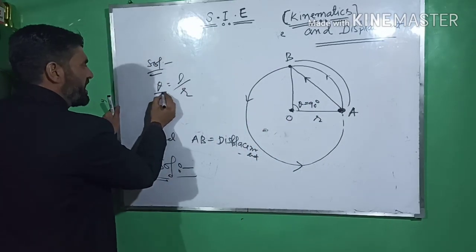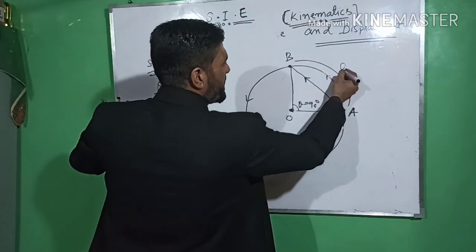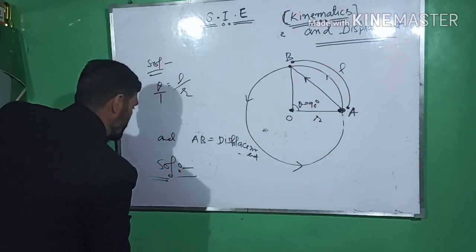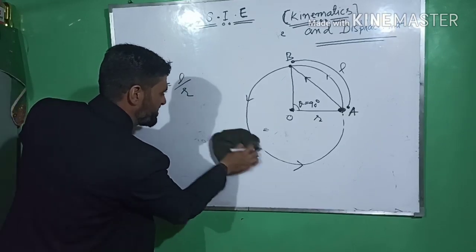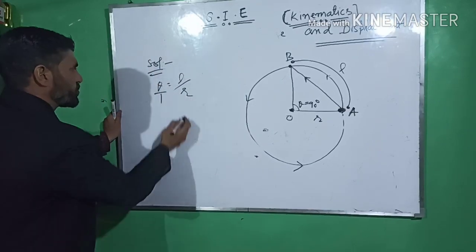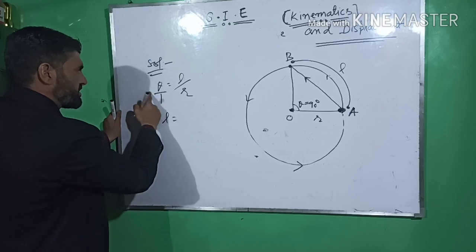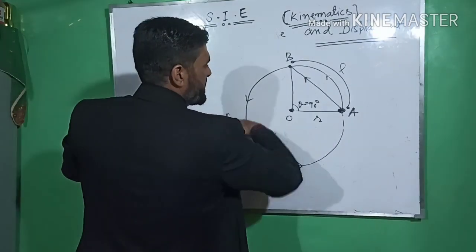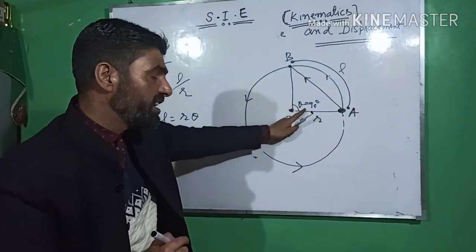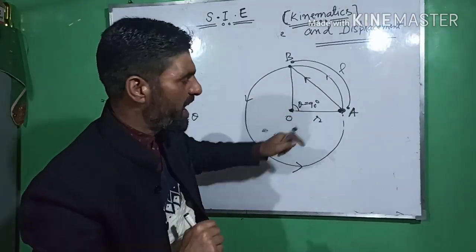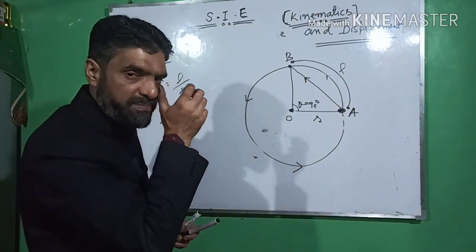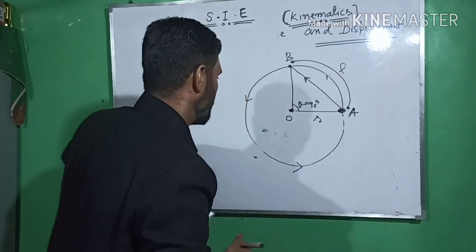Now I have to calculate L here, because this L is the magnitude of the distance from point A to B. Please keep attention here. So L is nothing but R theta. But when you take circular motion, you have to convert degrees into radians. Keep this in mind, that is very important. These things we have already done in the chapter units and measurements.